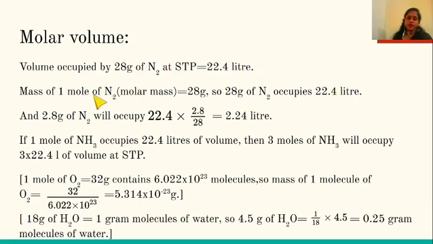So the mass of 1 mole of nitrogen, we all know it's 28. How? 14 into 2, 28. That means 28 gram of nitrogen will occupy 22.4 liter. So how much would 2.8 gram of nitrogen occupy? Again, we use the unitary method, which I just explained in the previous slide. It is a similar calculation, and the answer is 2.24 liter.